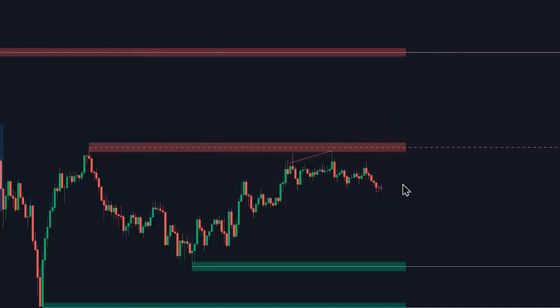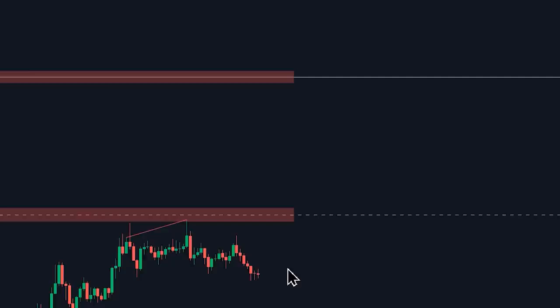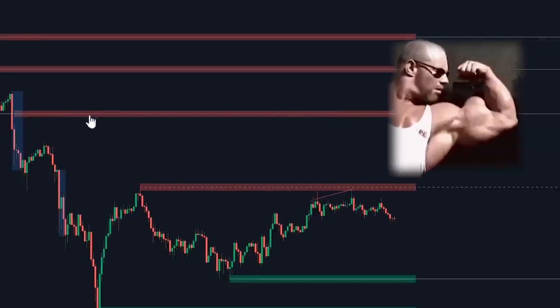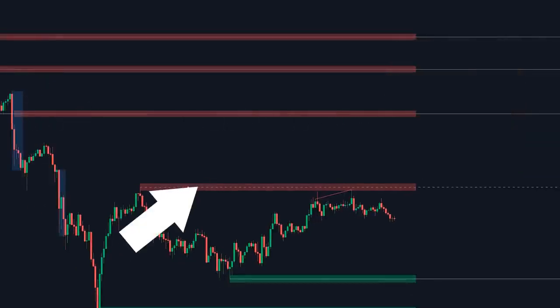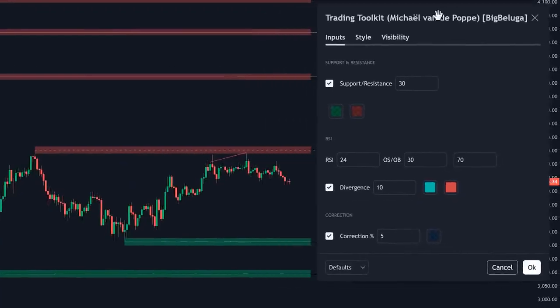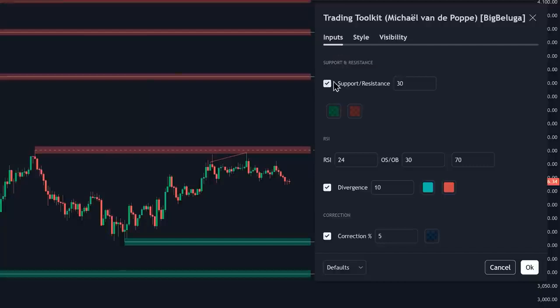Over time, you will notice that some of the support or resistance levels have dashed lines, while others have solid lines. A support resistance level with a solid line is considered a strong level, whereas a level with a dashed line is considered a weaker level. Next, we're going to go over how we can use this indicator to trade. But before we do that, let's take a look at the settings. As you can see, on the Inputs tab, we have support and resistance length with a default value of 30.